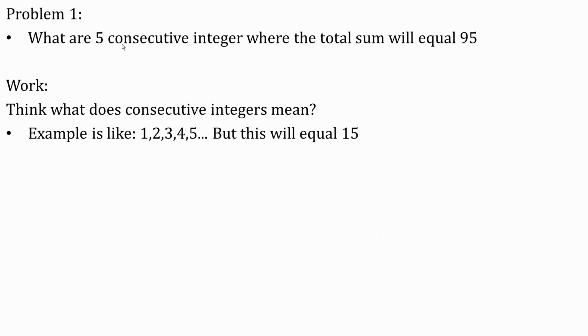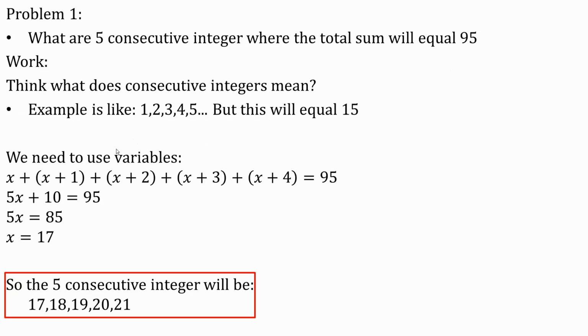And so the first problem is asking, what are 5 consecutive integers where the total sum will equal 95? So the first thing that we need to think is, what is a consecutive integer? And you can kind of think like 1, 2, 3, 4, 5. That would be one example of consecutive numbers. But 1, 2, 3, 4, 5 is equal to 15. We want our number to be 95. And so we will use variables.